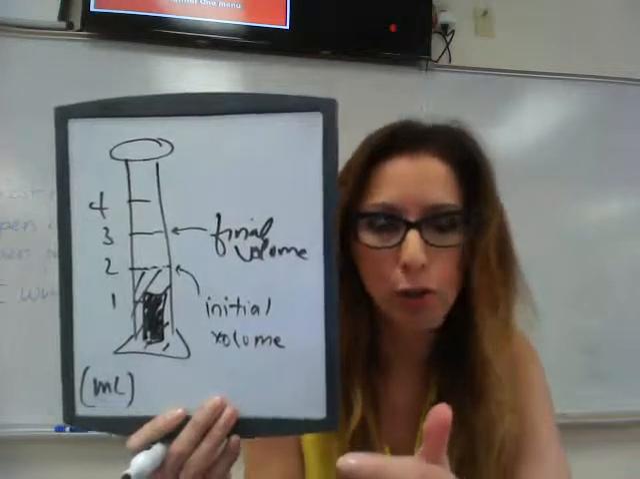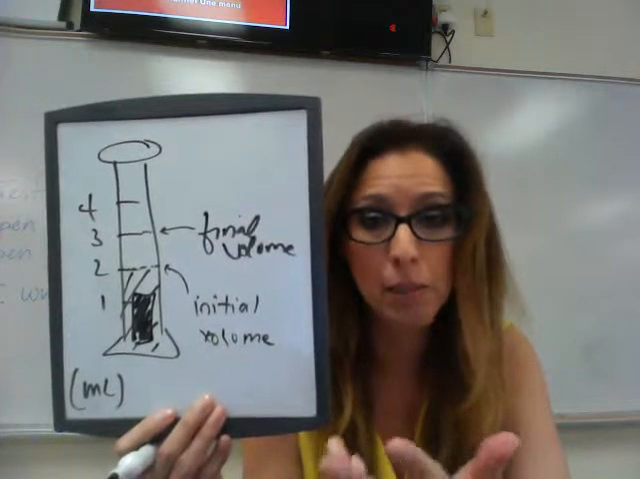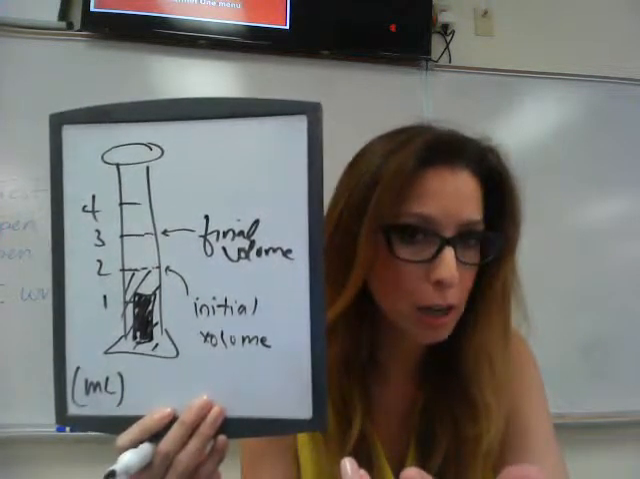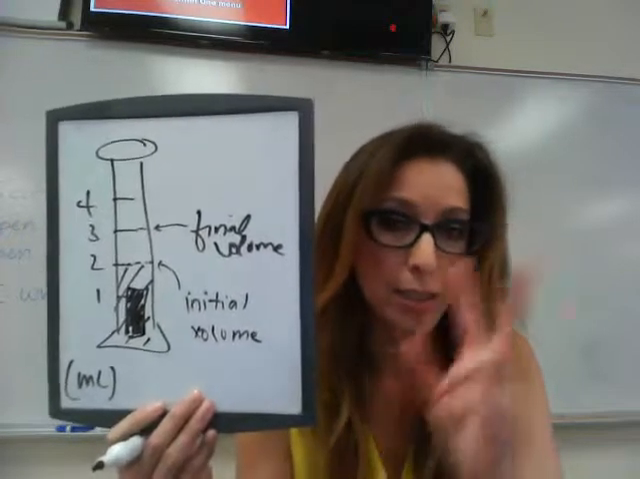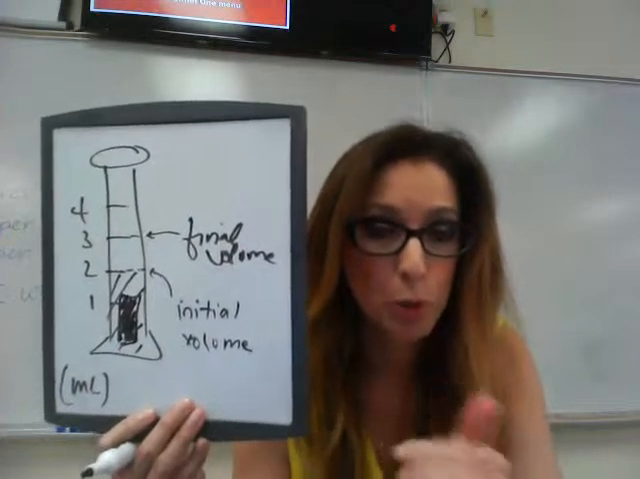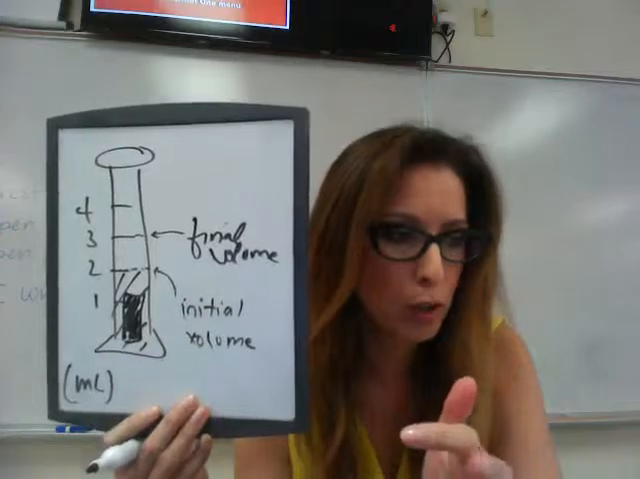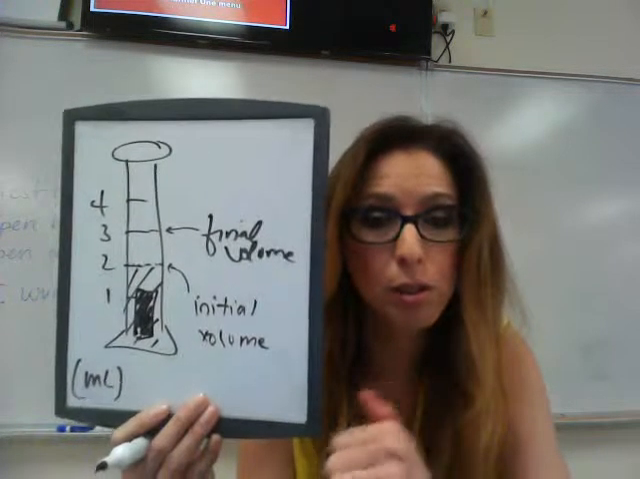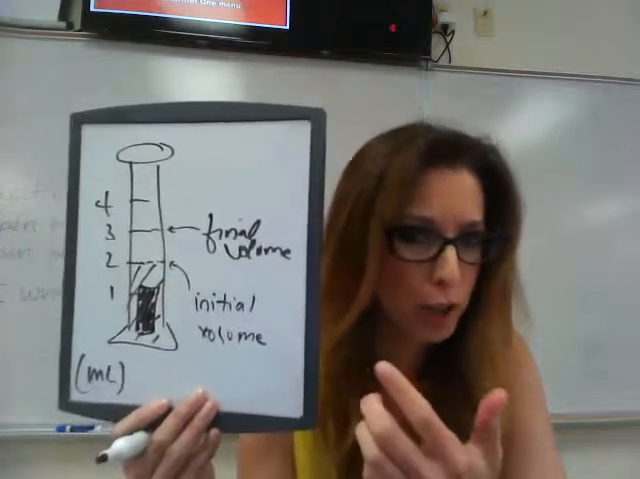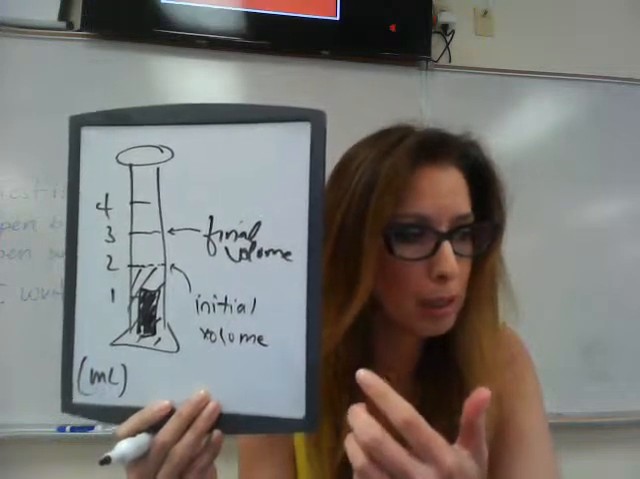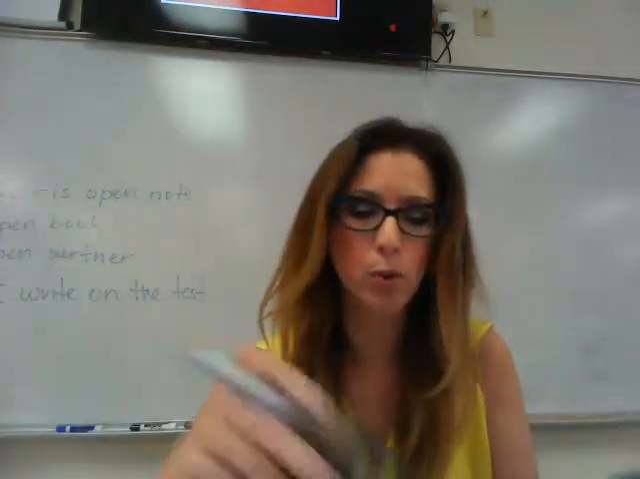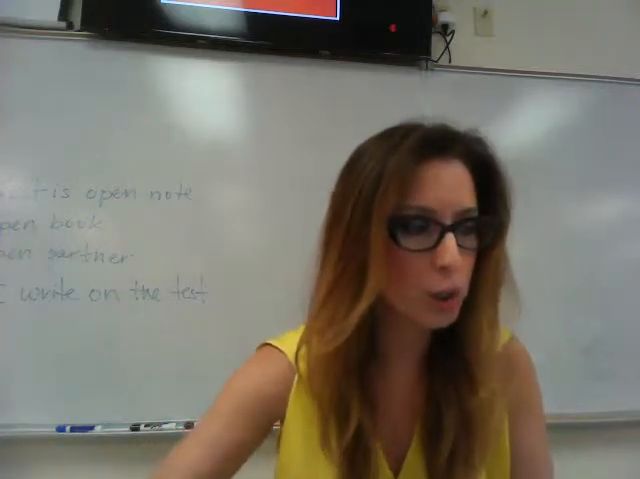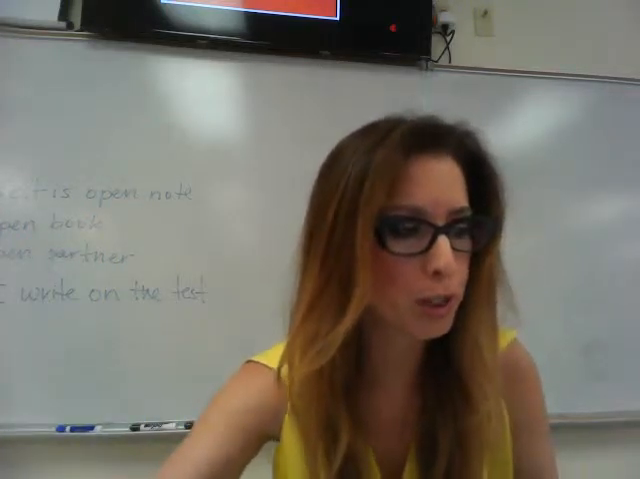If I want to get the volume of the piece of metal, which is an irregularly shaped object, by displacement, we subtract. So it's the final volume minus the initial volume. You're going to want to write that down somewhere. Okay, so here 3 minus 2 would be 1, so the volume of the piece of metal would be 1 milliliter.